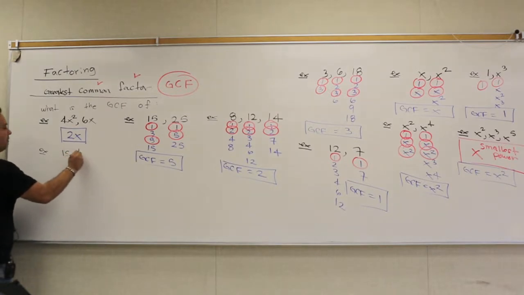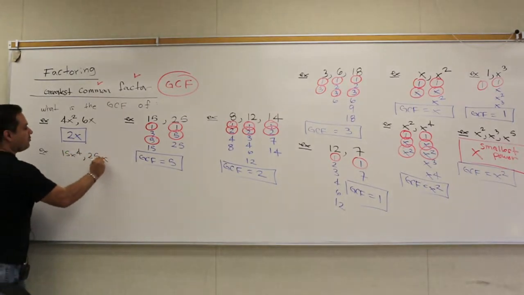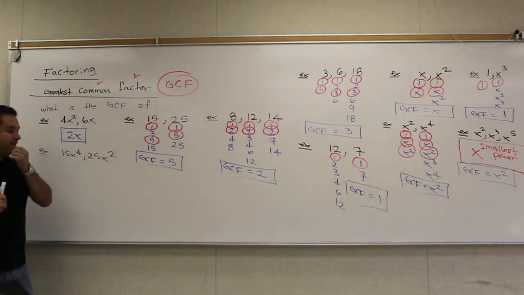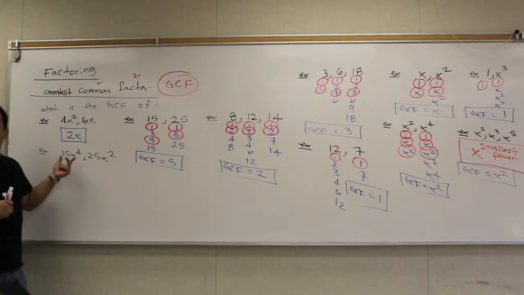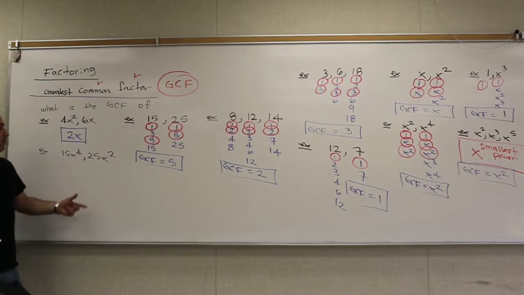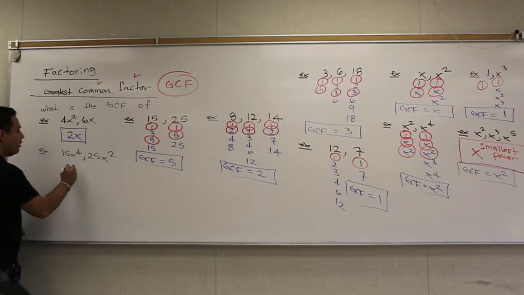15x to the 4th, 25x squared. You have to find the greatest common factor of the numbers and the letters. How do you do them again? Separately. What's the greatest common factor of 15 and 25? How do you know it's 5?